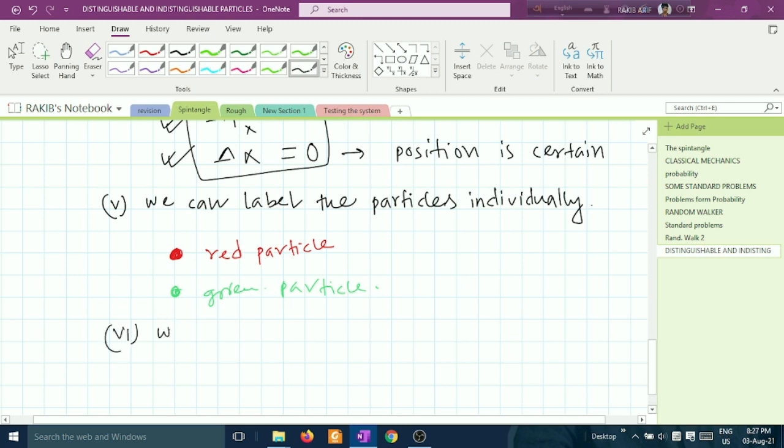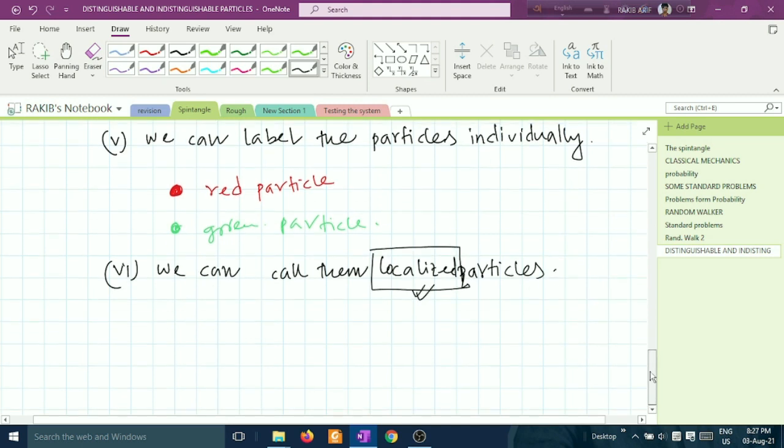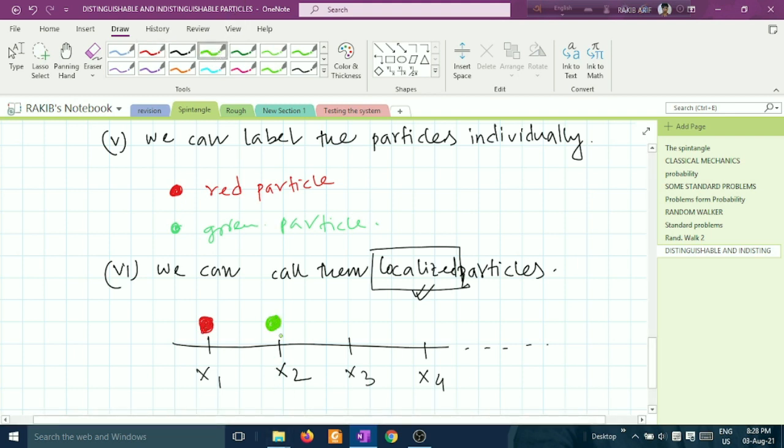The sixth property is we can call them localized particles. Okay, what are localized particles? Localized particles means you can easily give the particles a position. Say this is position x1, this is position x2, this is position x3, and this is position x4, and so on. You can place the red particle in the position of x1. You can place the green particle in the place of x2. You can place the violet particle in the place of x3.